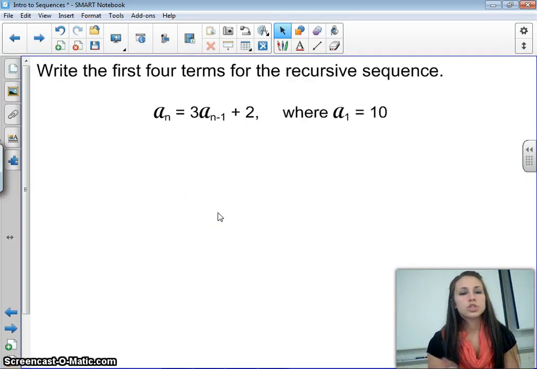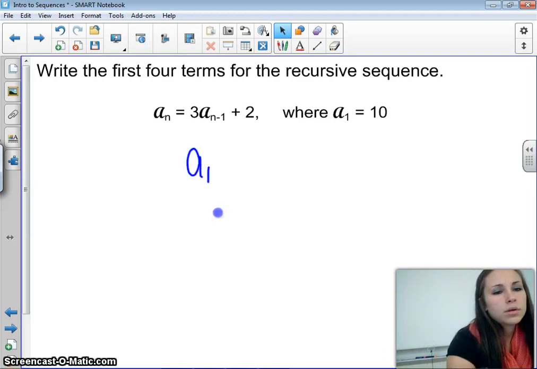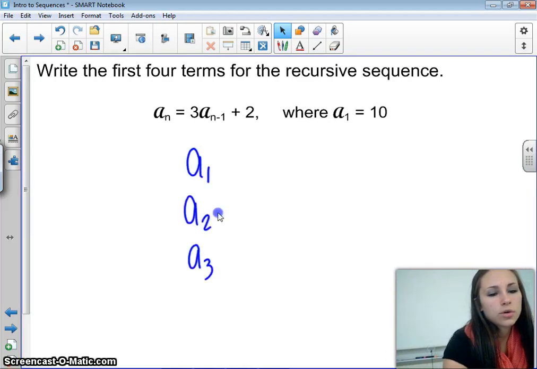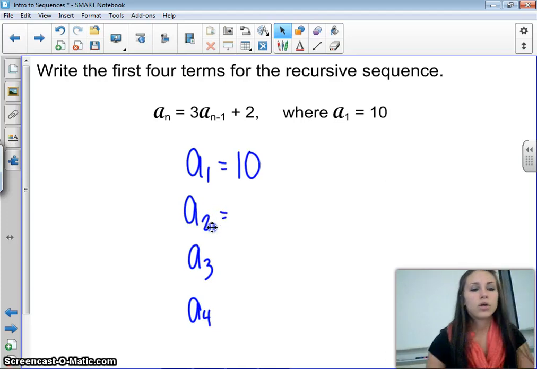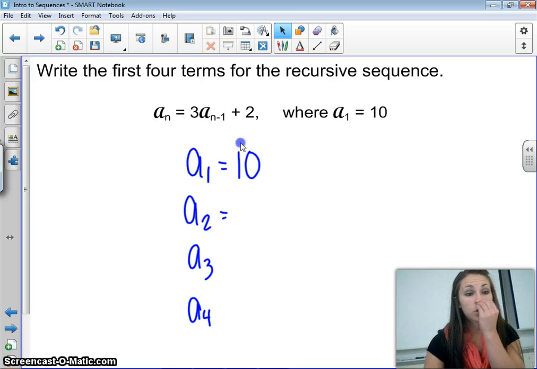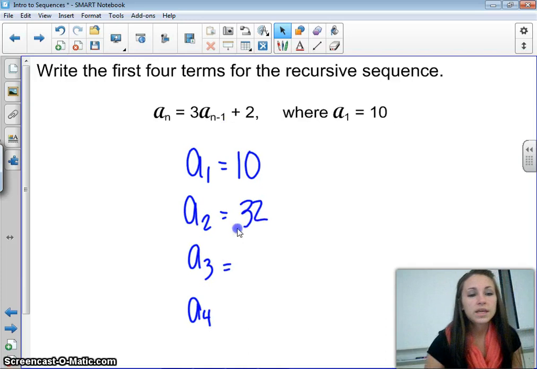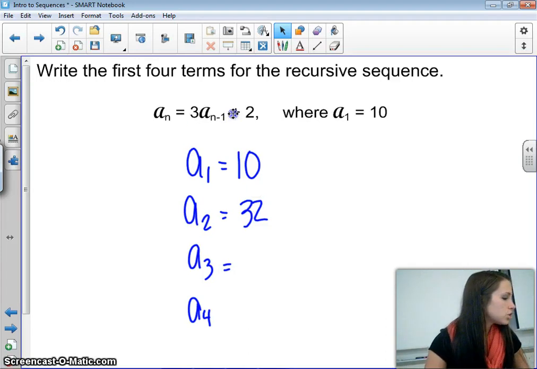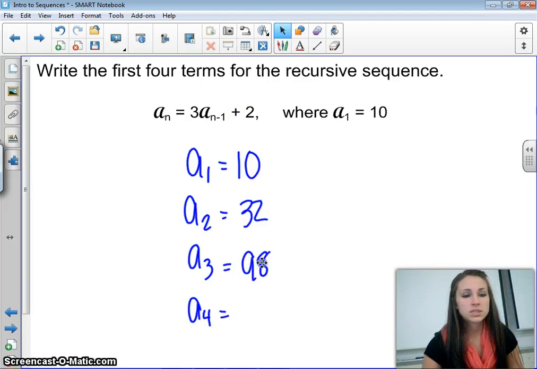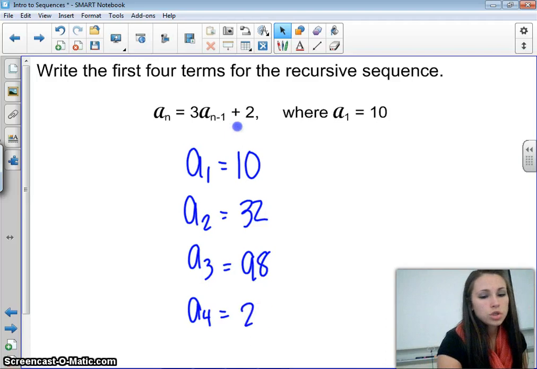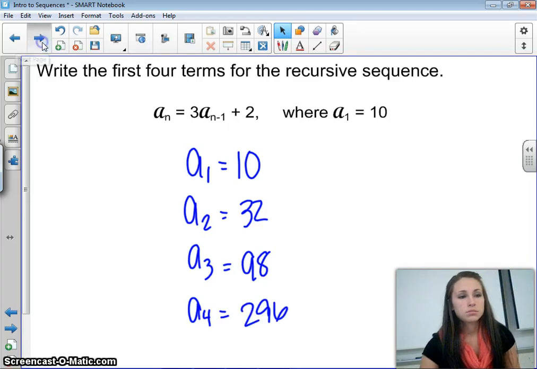Alright, so we're going to use this just to generate a couple of sequences, and then we'll actually write some formulas. So if A1, I want to write the first 4 terms. So A1, A2, A3, A4. A1 they give to me, that is 10. So A2, all I'm going to do is take 3 times the term before, which is 10, plus 2. So 3 times 10 is 30, plus 2 is 32. For A3, I'm going to take 3 times 32 plus 2, and that's just going to give me 98. And then for A4, I'm going to say 3 times 98 plus 2, and that would be 296. And so that's pretty simple.